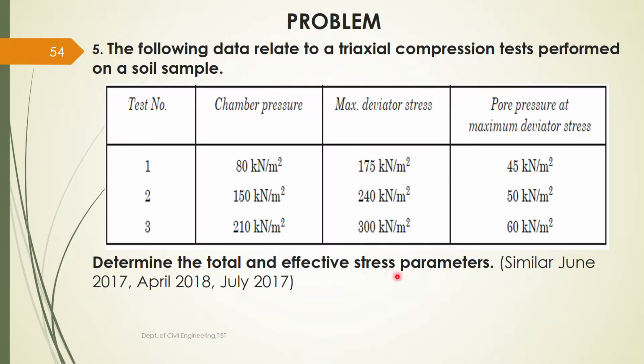We know that shear strength parameters are C and phi. So you need to find out C and phi based on the total stress as well as the effective stress. The given values are total stresses, and pore water pressure is separately given. So we need to find out effective stress also, and then based on effective stress values you need to find out C and phi. Similar problems were asked in university exams in June 2017, April 2018 and July 2017. Okay, now we'll see the solution.